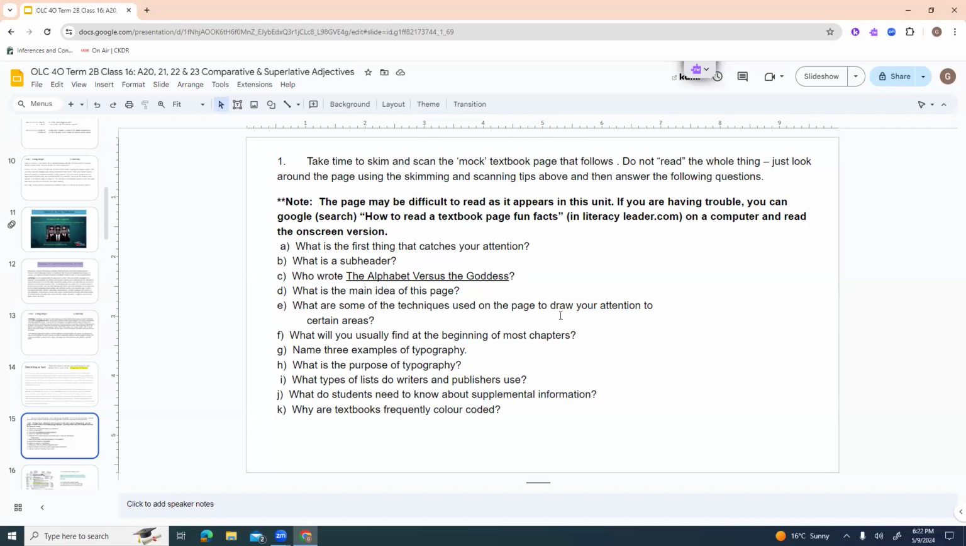Name 3 examples of typography. What is the purpose of typography? What types of lists do writers and publishers use? What do students need to know about supplemental information? And why are textbooks frequently color-coded?